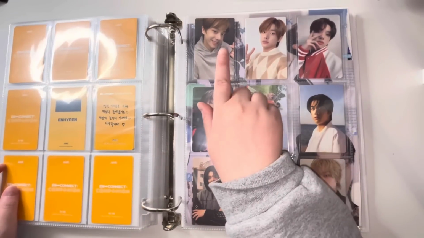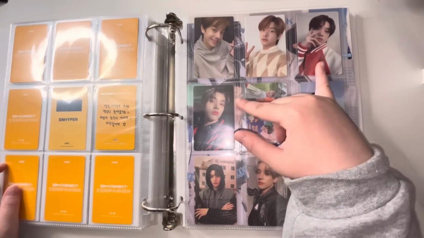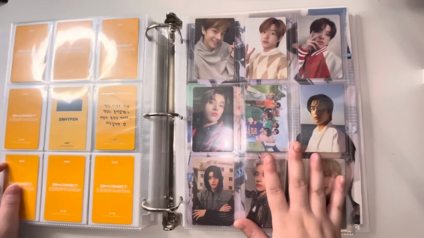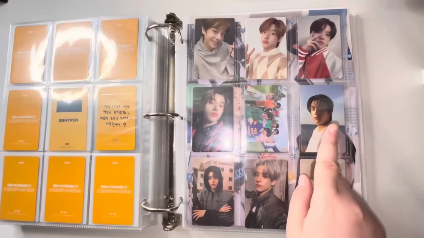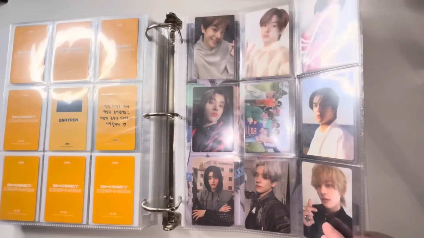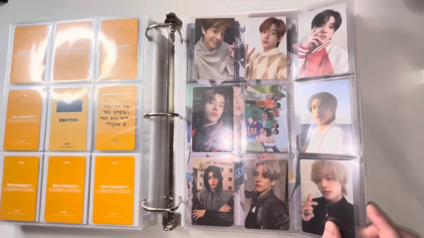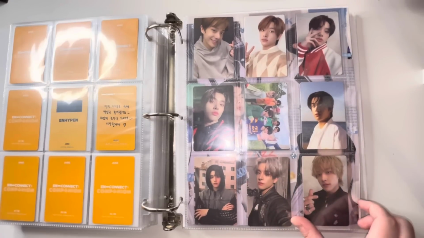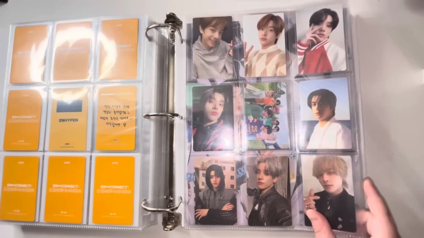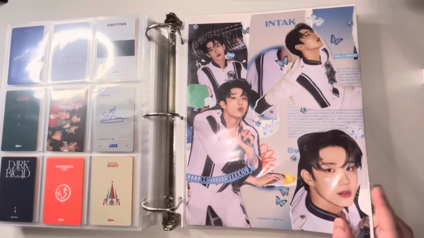So this is Light Stick, a fan meeting card. These are the memories cards, a group card. These are his Target cards. I don't have his Target card yet for Orange Blood. I think I traded for it, so I will probably move the group card once I get that and add it onto this page. And that was it for Jake, and now we have P1 Harmony.